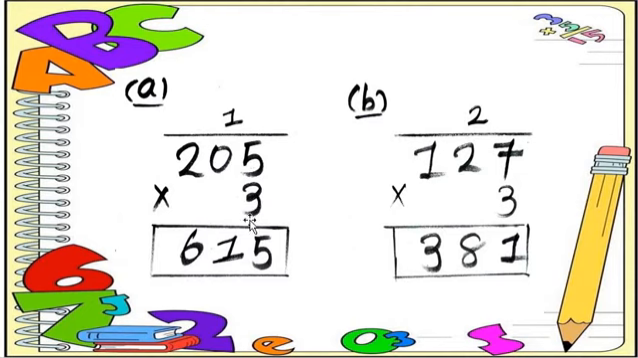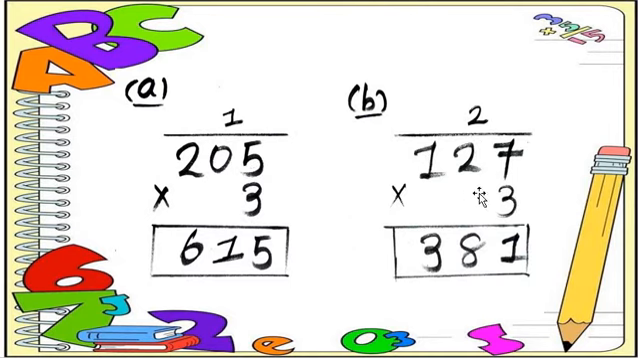205 multiplied by 3 is equal to 615. What did we get, all students? 205 multiplied by 3 is equal to 615. Understood? Then after that, let's check question number B.